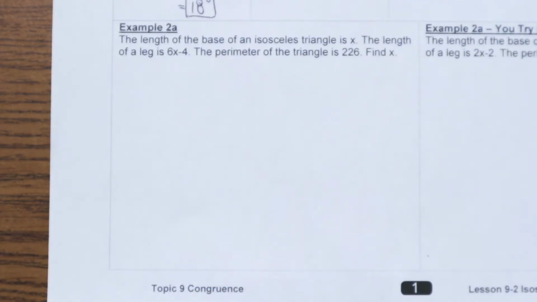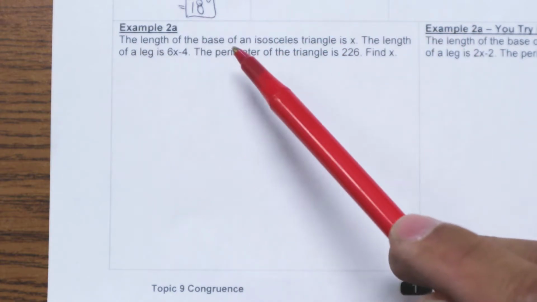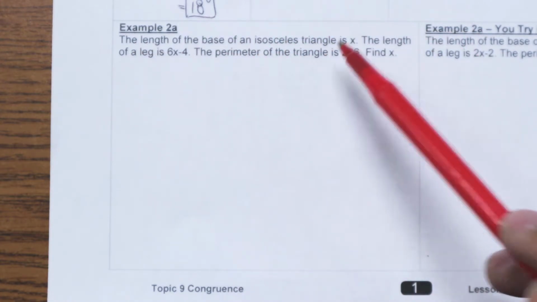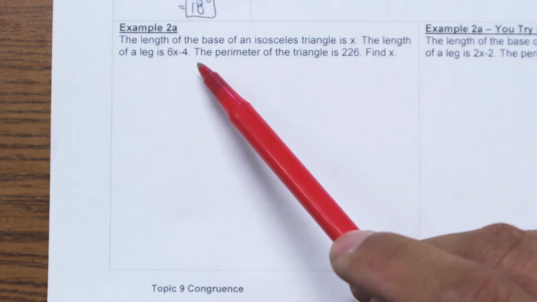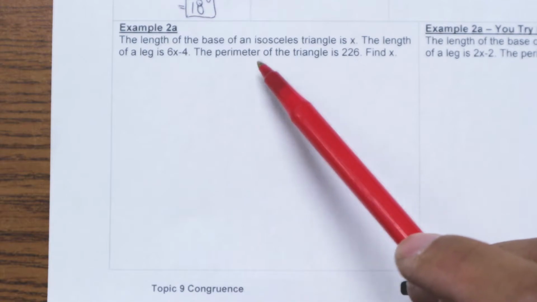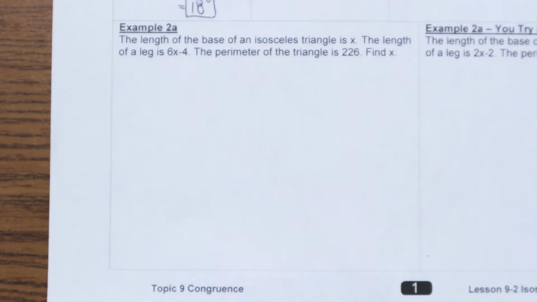In example 2a, there's a word problem. Let's take a look at that. It says the length of the base of an isosceles triangle is x, and the length of a leg is 6x minus 4. And it says the perimeter of the triangle is 226, and they want you to find x.